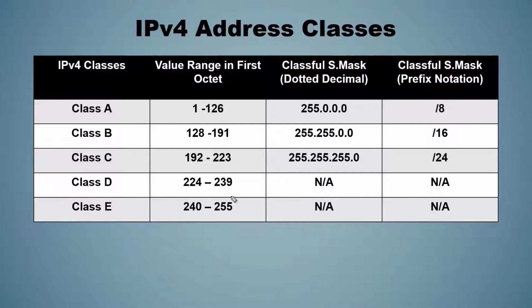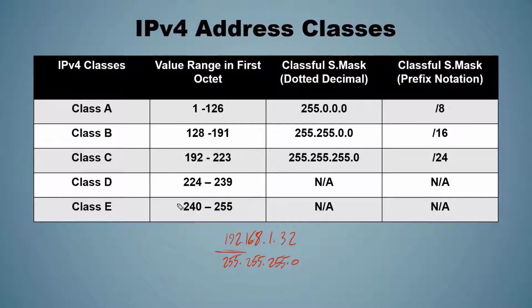For example, if we have IP address of, let's say, 192.168.1.32, so looking at the first octet, this is the first octet, 192. 192 falls into this range. Therefore, this is class C IP address. And the default subnet mask for class C is 255.255.255.0, as we can see here.